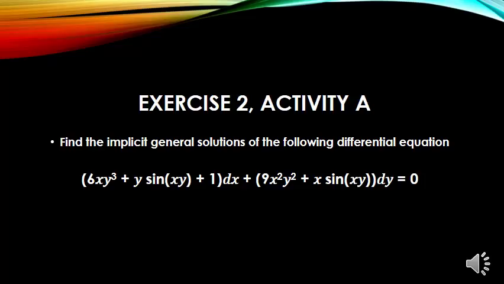Second exercise of activity A. Find the implicit general solution of the following differential equation: (6xy^3 + y sin(xy) + 1) dx + (9x^2y^2 + x sin(xy)) dy = 0.